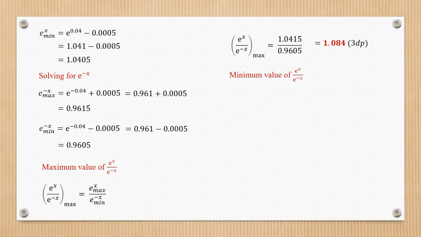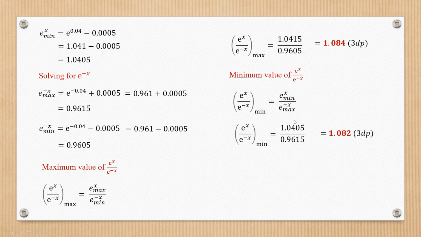Then the minimum value of e^x over e to the power negative x shall be this. So when finding the minimum value of a positive quotient, it will be e^x min over e^(-x) max, of which I'll have 1.082, and those are the answers that they wanted.